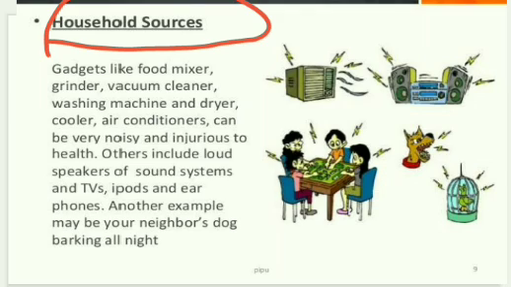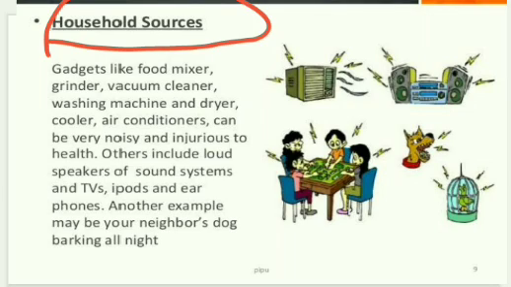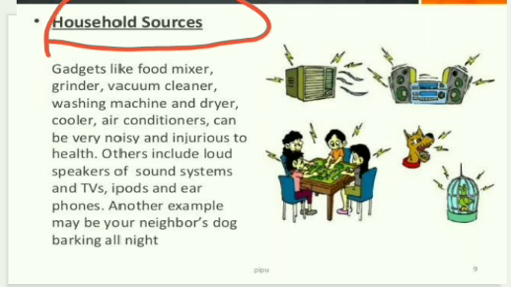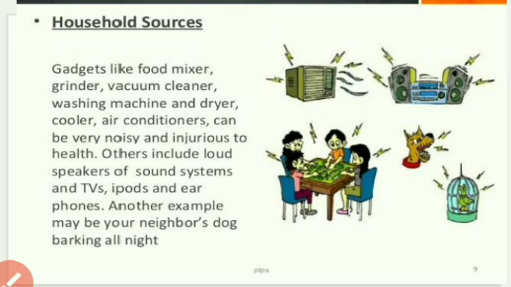And one more source is social events. In India, we celebrate various festivals and social gatherings. The loudspeakers which we use during these social events are also responsible for noise pollution. So these are the various sources of noise pollution. The first source is industrial activities or industrialization. Second is transportation. Third is construction activities. Fourth is domestic or household gadgets, and the last is social events. So this is all about sources of noise pollution.